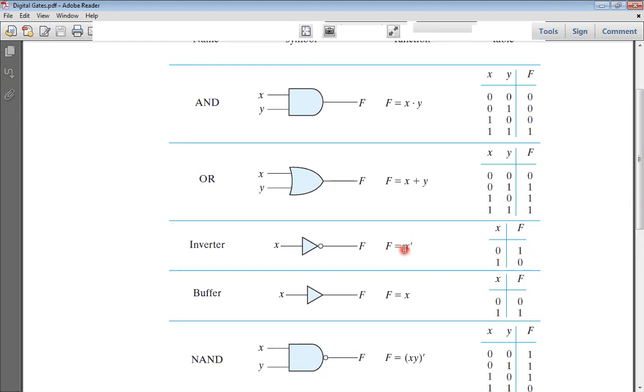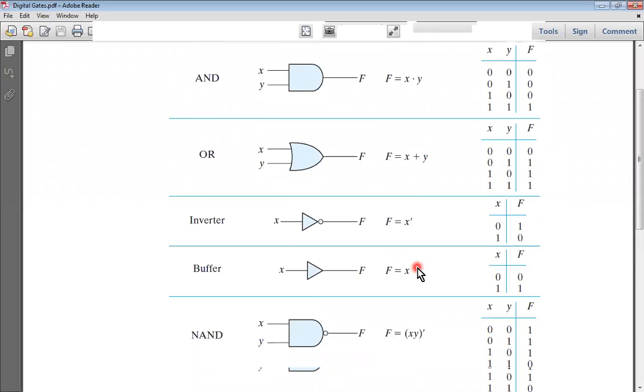And this is the expression. If you write this on paper, this is how you write it. This is the X complement. We call it X complement. F equal to X complement, or X bar sometimes.